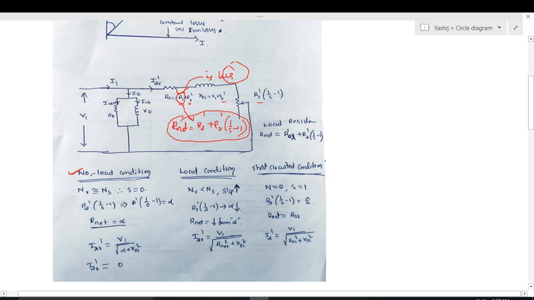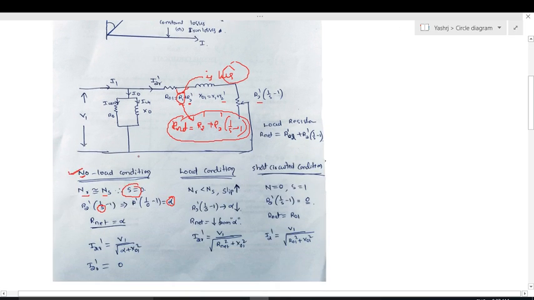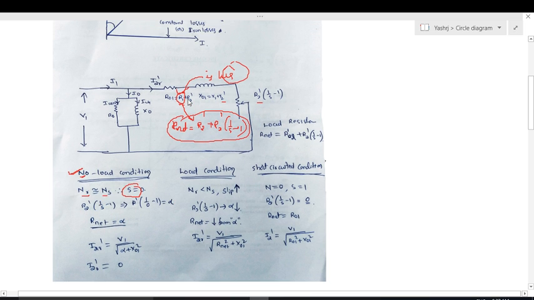Under no load condition, the rotor speed is approximately equal to the stator speed, so the slip is 0. If slip is 0, 1 by 0 is infinity, and infinity minus 1 is still infinity. So under no load condition, R is infinity, and the net resistance is also infinity.